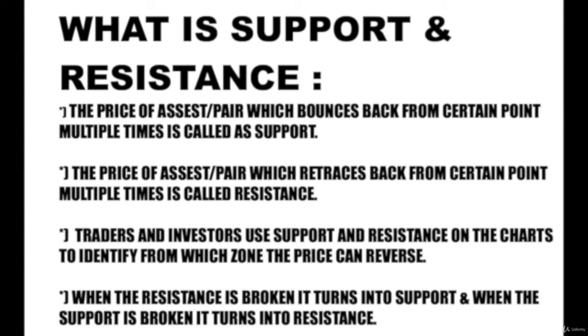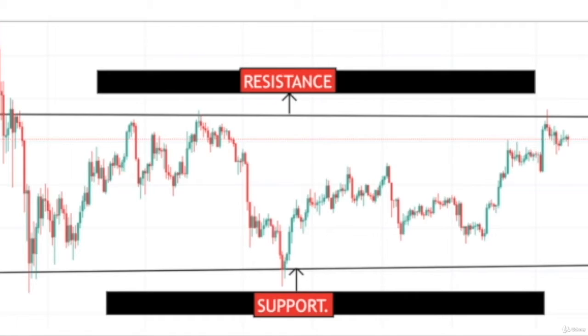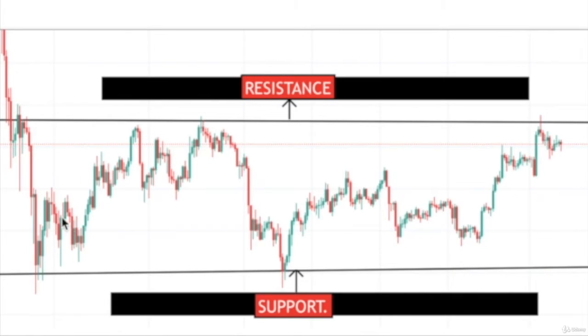The price of an asset pair which bounces back multiple times from a certain point is called a support. As you can see in the diagram which I have drawn for you below, I have marked the support and resistance level. As you can see in this diagram, the price bounced multiple times from this support. Here it got multiple taps, as you can see in this zone.